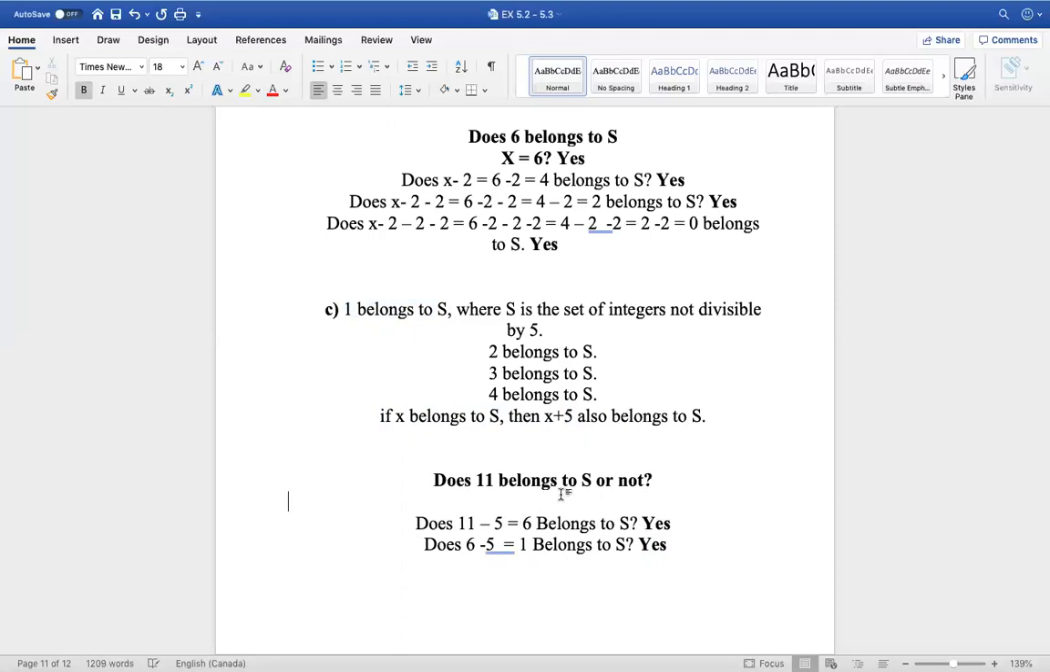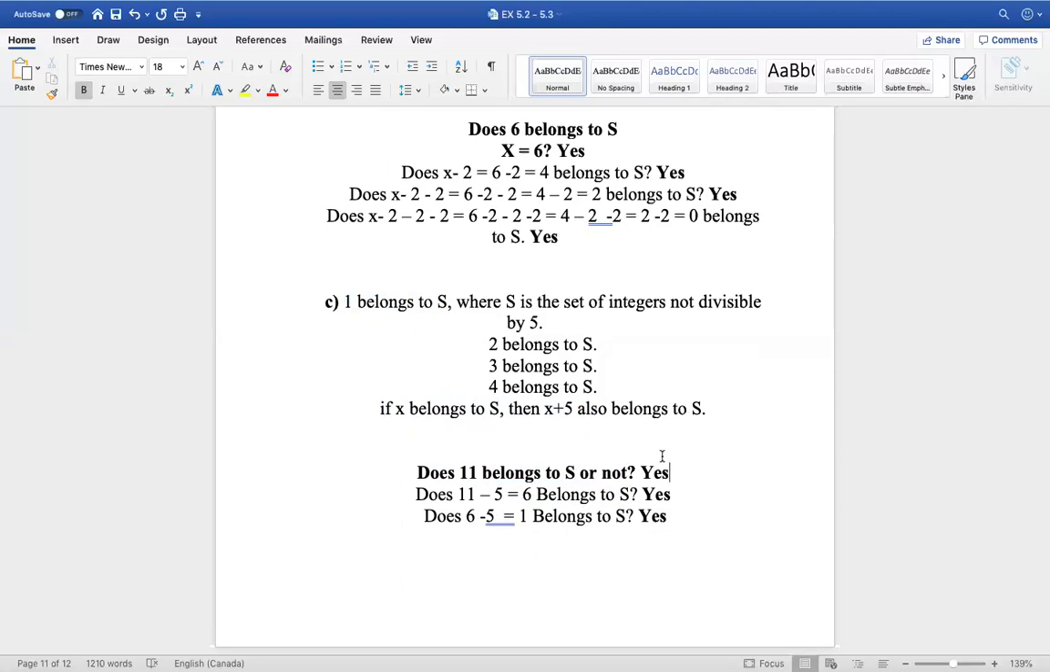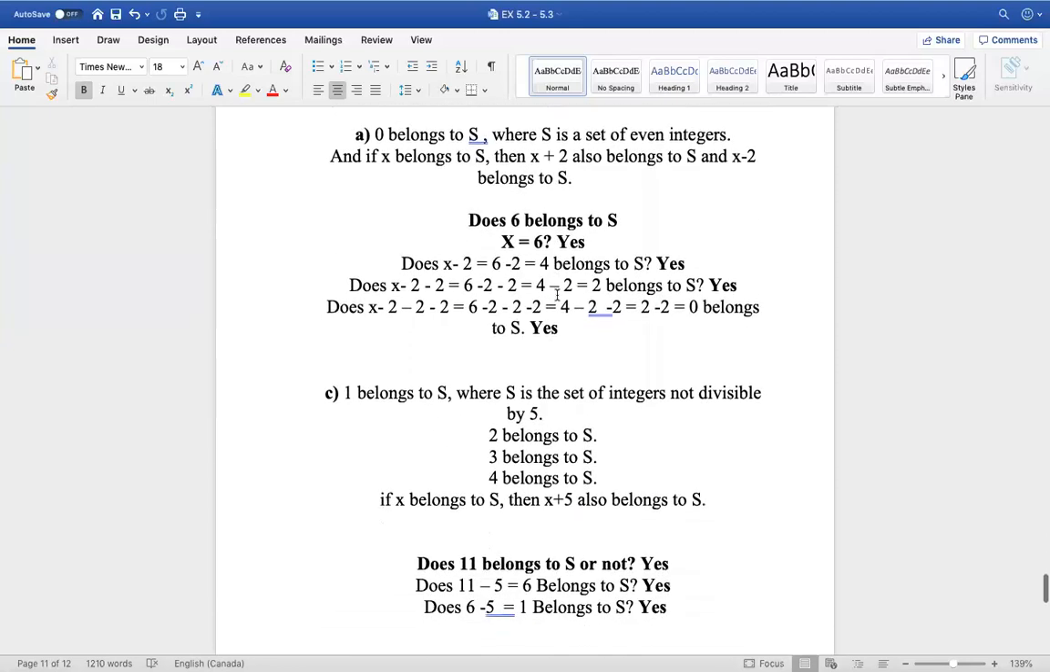Now, coming back to the main question asked, does 11 belong to S or not? We know that 6 belongs to S, and then 6 plus 5 also belongs to S. So 6 plus 5, which is 11, therefore must also belong to S. So this is how we write the recursive definitions for these statements.